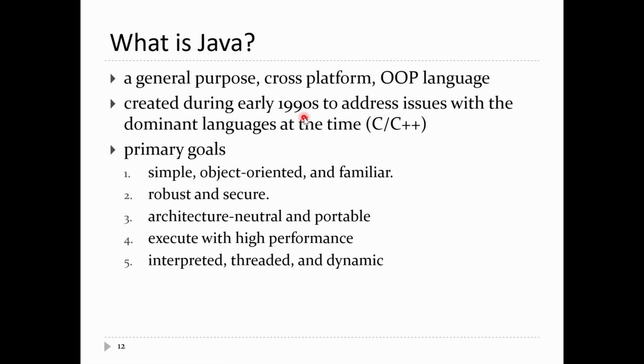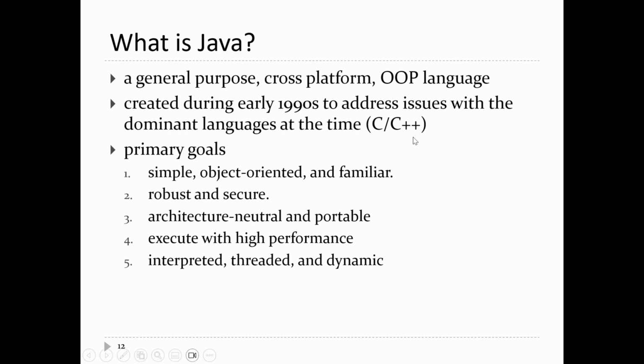It was created in the early 1990s. So as a programming language, it's middle-aged. It's not way back from the 70s when computer programming started to become very common, and it's not a very, very modern language that you might find today. Right? So its roots are in the 90s, and it was created to address issues with the dominant languages at the time. So those were C and C++, which are still the dominant languages of our time.